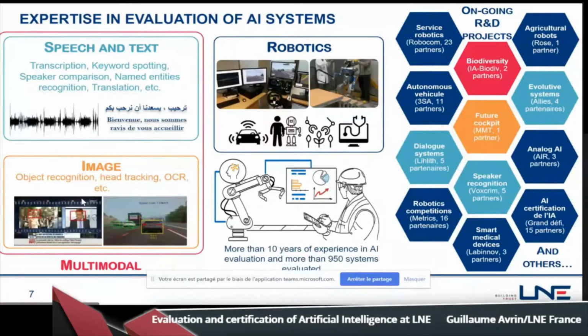So basically we are trying to develop the evaluation protocols, metrics, standards, and tools for any kind of application area for artificial intelligence. But really we are dedicated to evaluation. It means that, to avoid any conflict of interest, we are not developing AI systems. We are dedicated to the evaluation of these intelligent systems. So let's discuss the AI requirements.